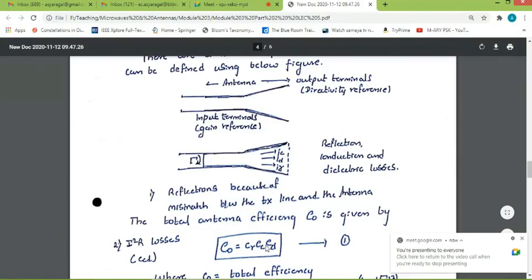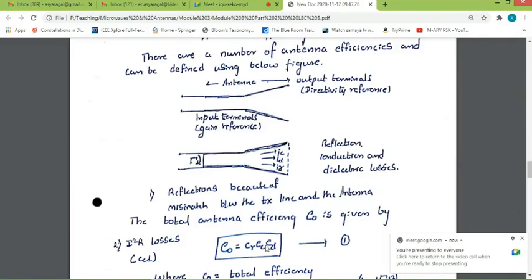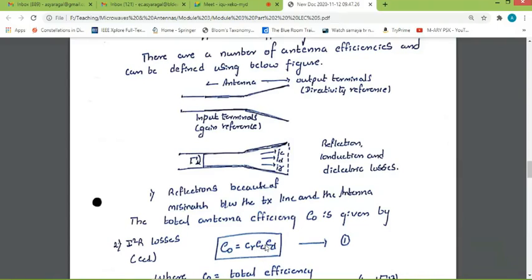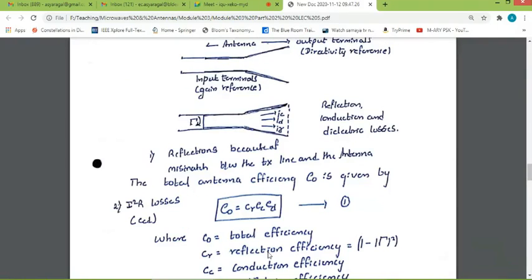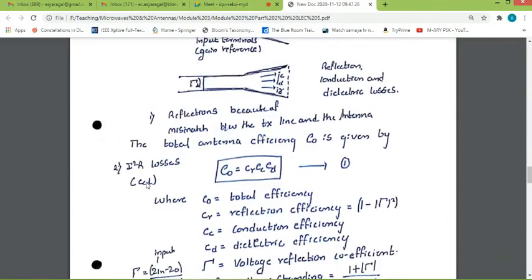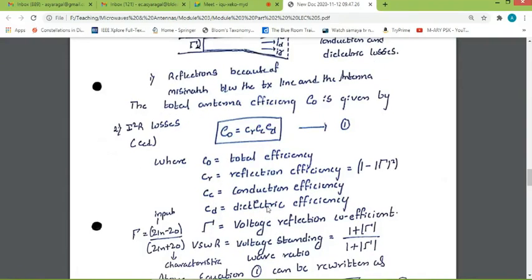Reflection losses will occur whenever there is a mismatch between the transmission line and the antenna. The total efficiency of the antenna is given by E naught equals ER EC ED. Conduction losses plus dielectric losses can also be considered as I squared R losses, that is ECD, where we have total efficiency, reflection efficiency, conduction efficiency, and dielectric efficiency.